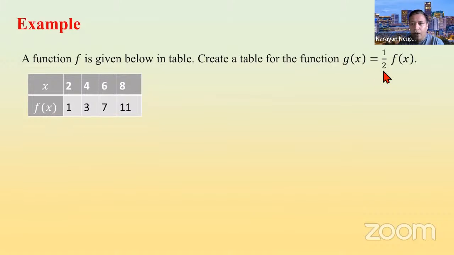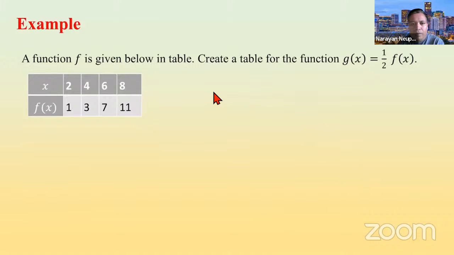Now what we have to do is create the table for the function which is half of f(x). So you know that if we multiply by half, half is a number between 0 and 1, right, Prakriti? Half is a number between 0 and 1. That means in this case, the graph will compress. We are not asked to graph, but it is definitely going to compress because we are multiplying by half. We are just asked to create the table. So let's create that table.